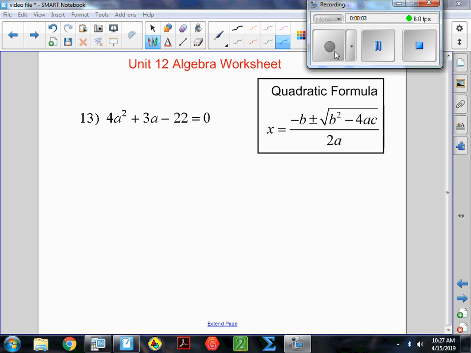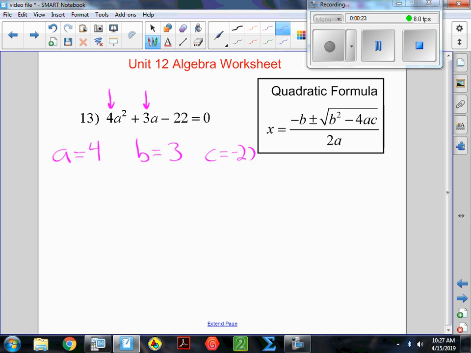Okay, number 13 on the algebra worksheet, we're solving using the quadratic formula. First thing I need to do with the quadratic formula is identify all the parts. The a value that I'm going to use in the quadratic formula is 4. That's the number that goes in front of x squared. The b value is 3. That's the number that goes in front of the middle term, the x term, not the squared term. And then my c value is negative 22, and that's always going to be my constant.